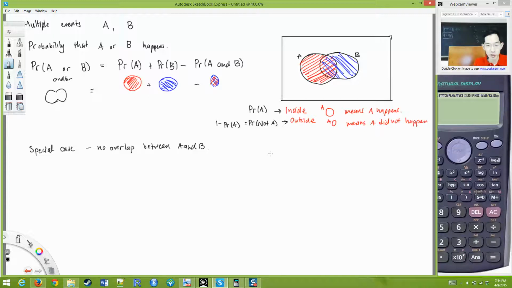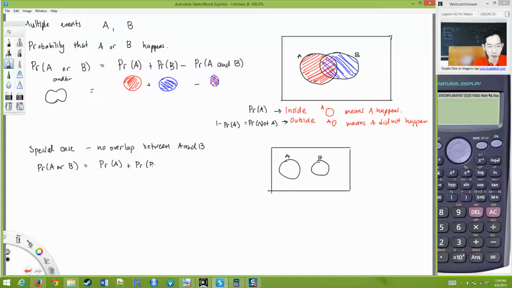Okay, so in this case, our picture looks more like this. Here's A, here's B, okay? And so in this case, the probability of A or B is actually still the same, or we can use the same formula, probability of A plus probability of B minus the probability of A and B. Okay? But what is the probability of A and B?